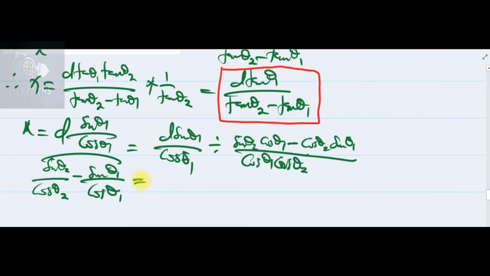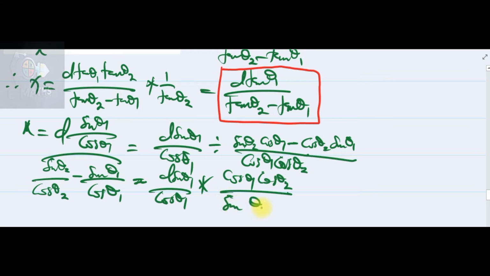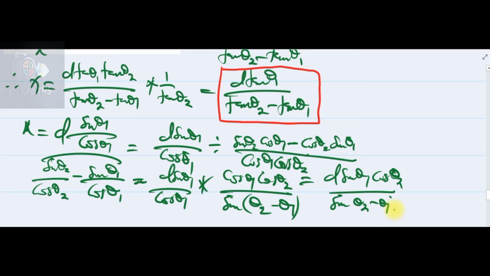So this sine theta 1, we are simplifying cos theta 1 times, you reciprocate, cos theta 1 cos theta 2 over, if you could remember from our identity, sine of theta 2 minus theta 1 in bracket. So cos theta 1 cancels cos theta 1, and we are left with d sine theta 1 cos theta 2 over sine of theta 2 minus theta 1.